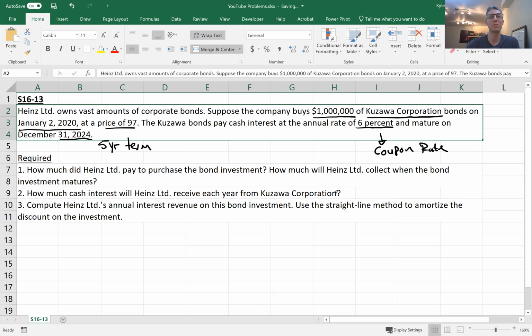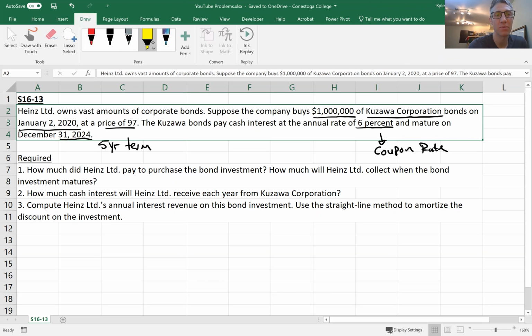Now let's see what we need to do. So we've got basically everything that is going to be relevant for us underlined or highlighted in the problem in the question stem. So question number 1 is, how much did Heinz pay to purchase the bond? How much will Heinz collect when the bond investment matures? So this is a home run of a question for us. We know it tells us they paid at a price of 97. So they bought this bond at a discount.